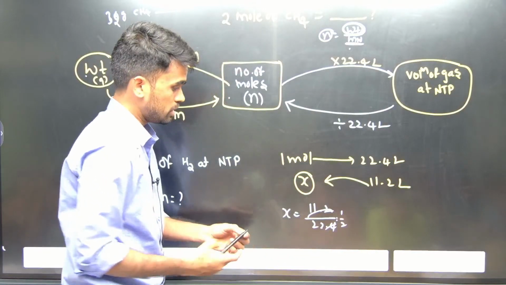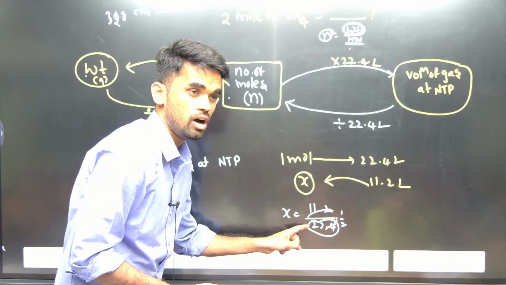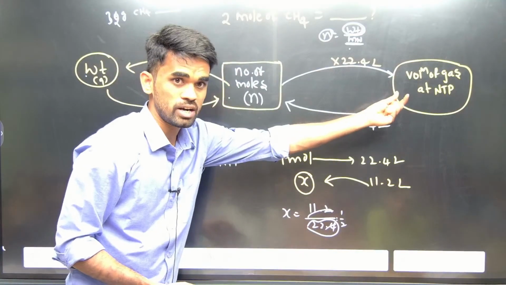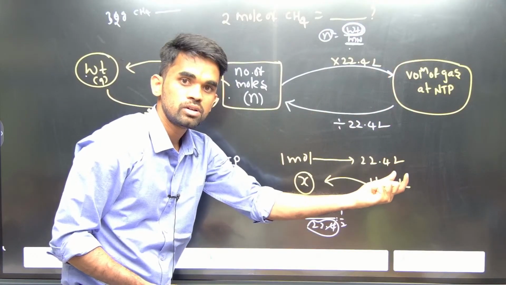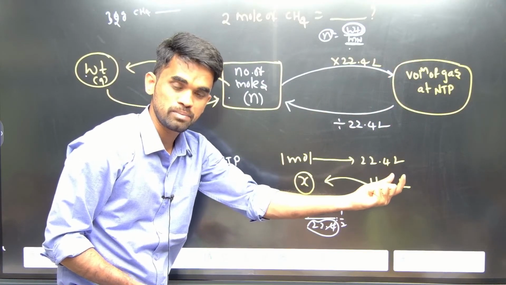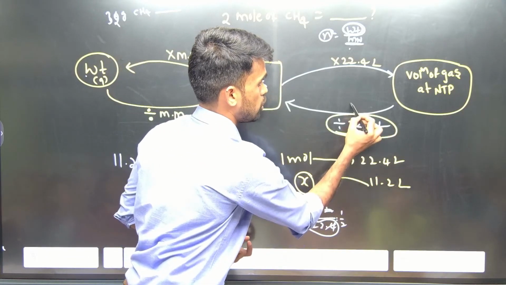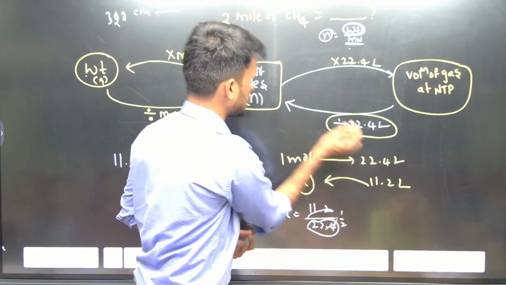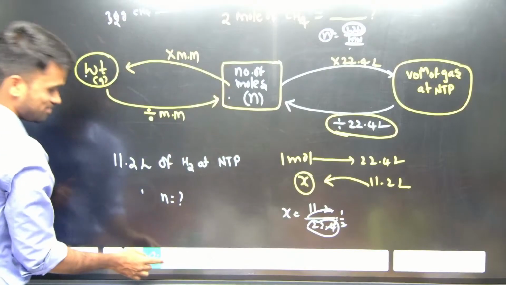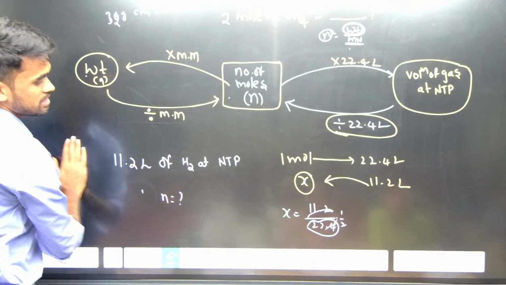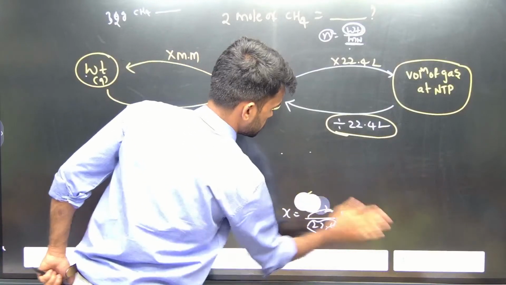Like this we are doing. So in the denominator what have you taken? If volume is mentioned at NTP, divide by the volume of 1 mole at STP, that is 22.4. So you can divide like this: given volume by 22.4 liters gives you the moles. Is this clear? Okay, next.